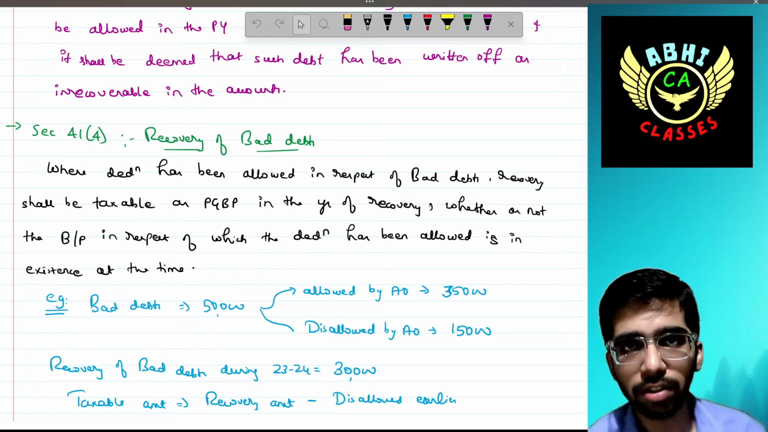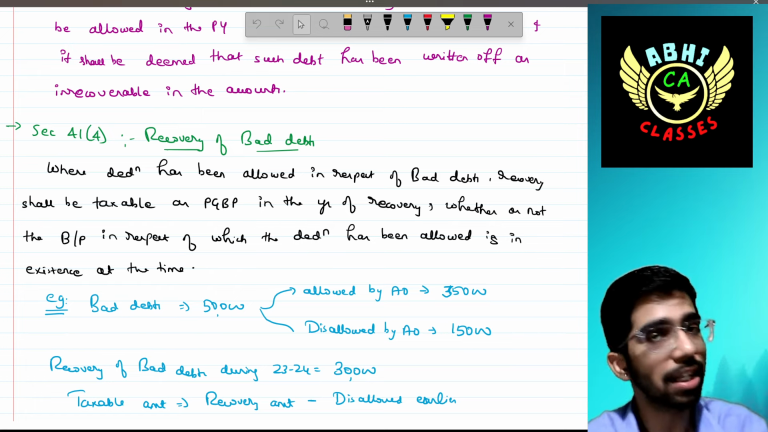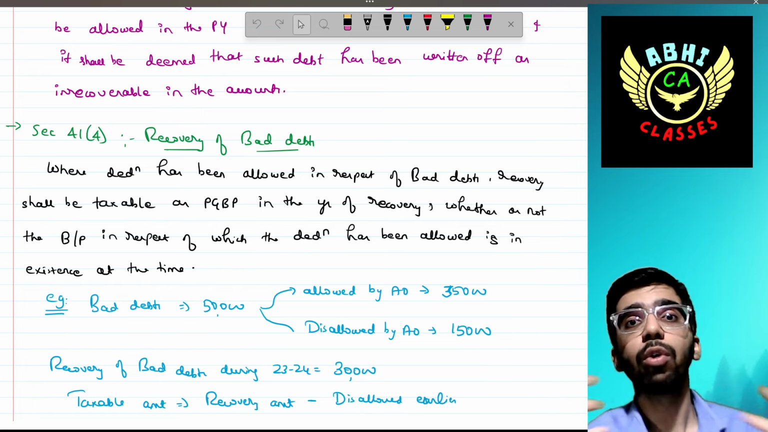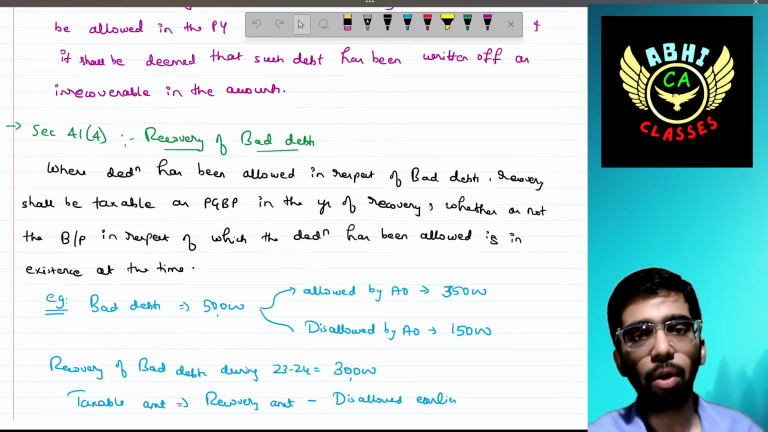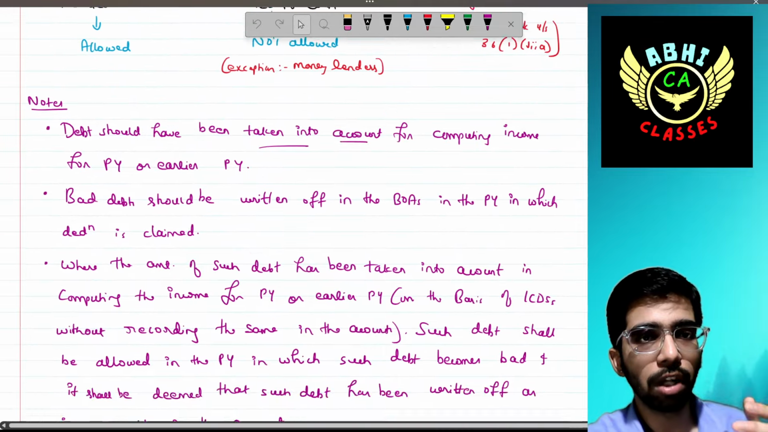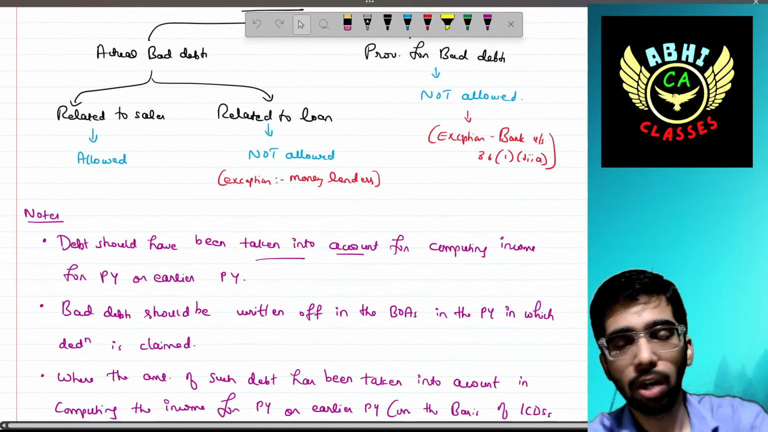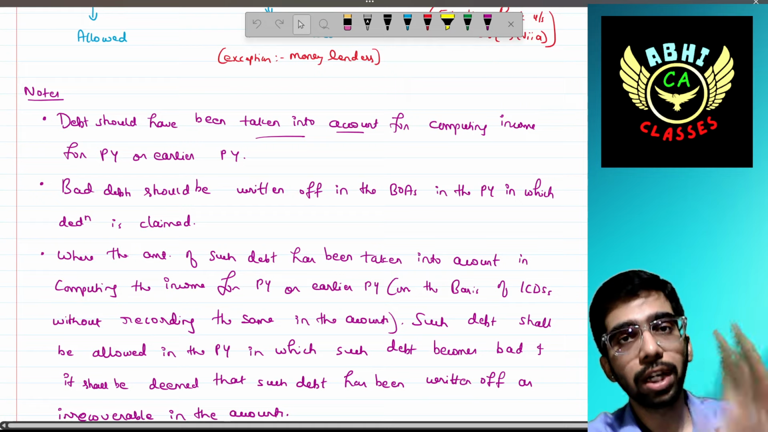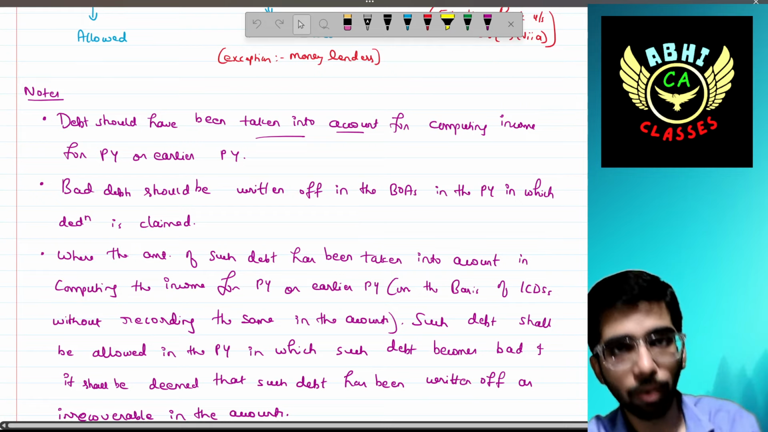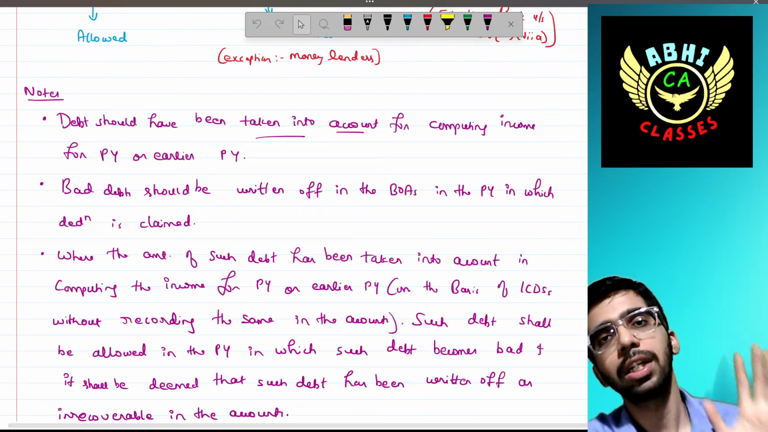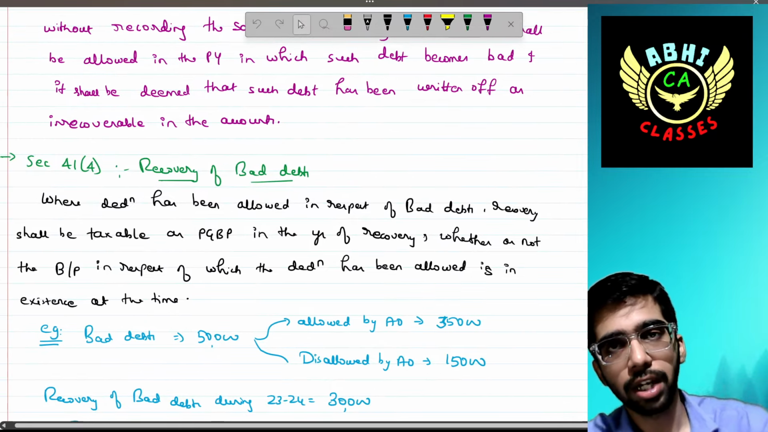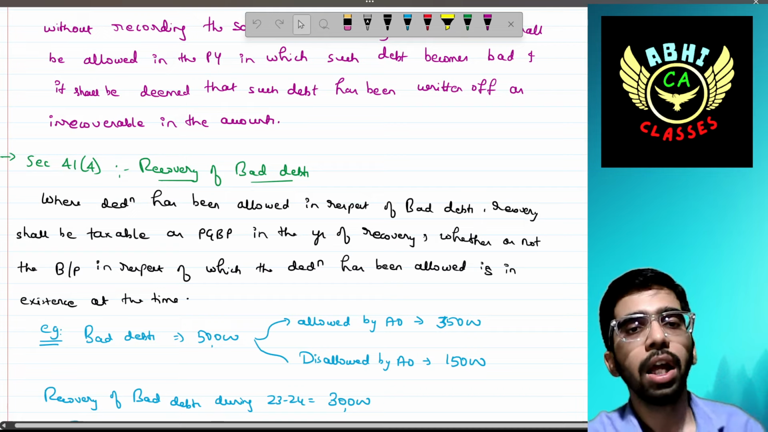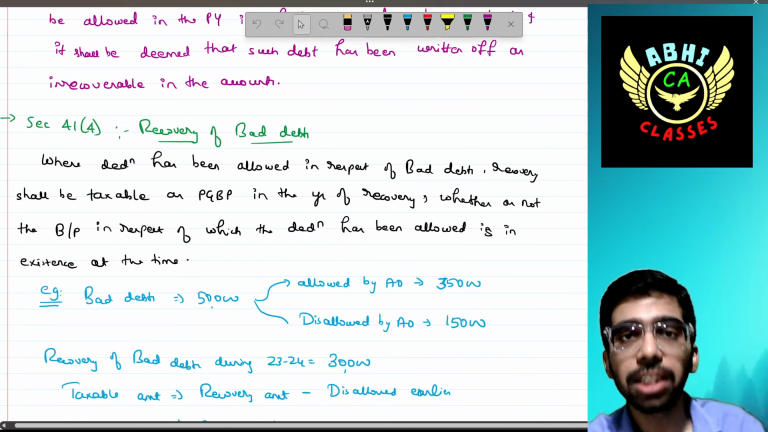If those bad debts have been recovered in subsequent years, what would be the treatment where a deduction has been allowed in respect of bad debts? Let's say, for example, related to sales, we have allowed the debtor balance as a deduction. We have treated it as bad debt, written it off in the books of accounts, and accordingly claimed the deduction. If that debtor comes back in a subsequent year, let's say 24-25, then the recovery shall be taxable as PGBP. That recovered amount should be taxed.